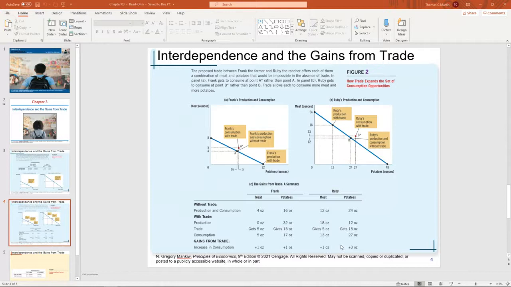Ruby will see the greatest advantage, especially on the potatoes, but everyone is better off, and all of them are now consuming at a level that exceeds their own ability to produce goods. And we can see that at point B, that's the consumption with trade. So Ruby is going to have more meat and potatoes available, and so will Frank.